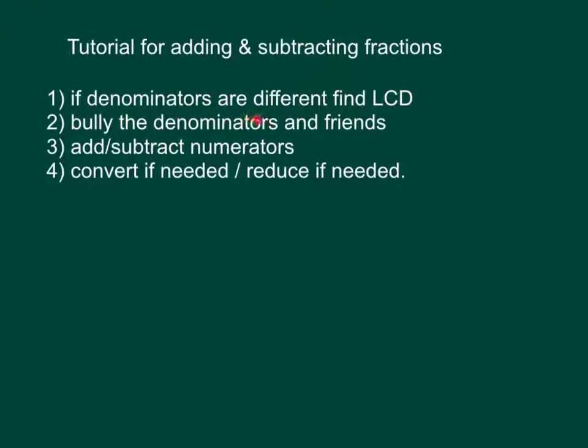Step 2, bully the denominators and their best friends to keep them equivalent. Step 3, add or subtract the numerators, depending on what it says to do, add or subtract. Then convert if you need to, reduce if you need to. Remember, when you're adding and subtracting fractions, just the numerators get added or subtracted. Those denominators, once you have them the same, they stay the same.